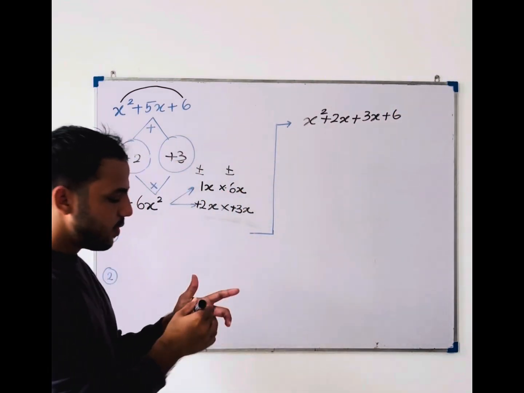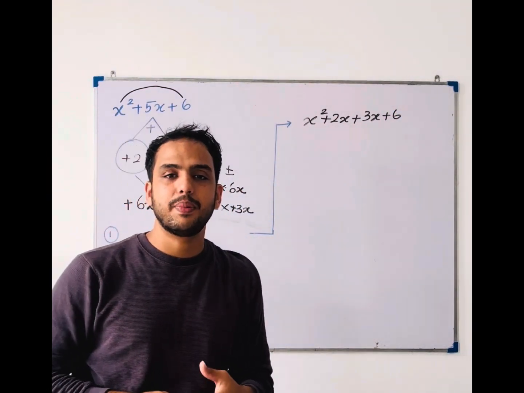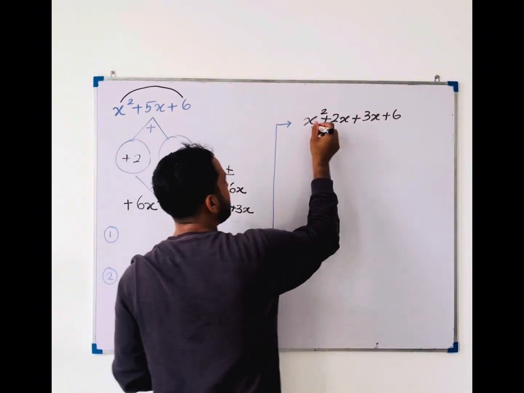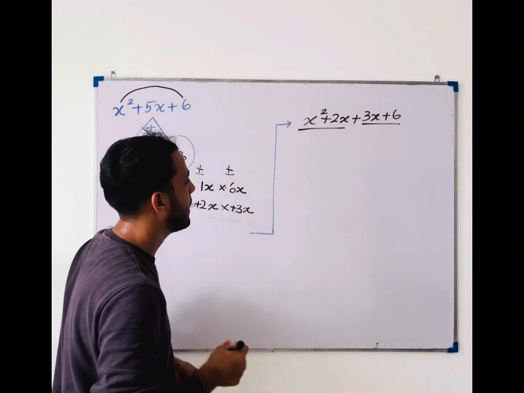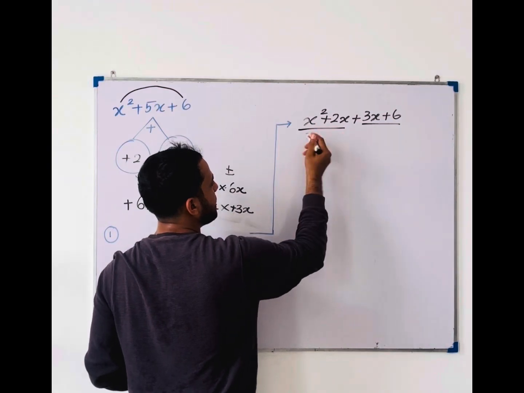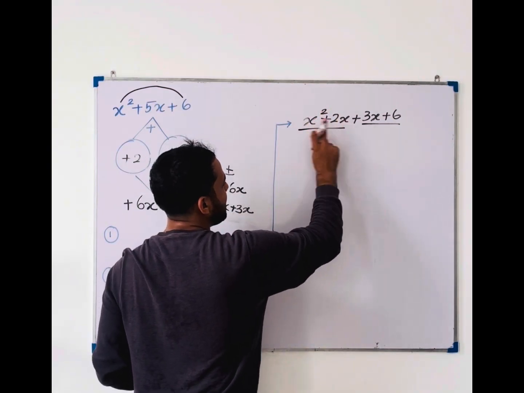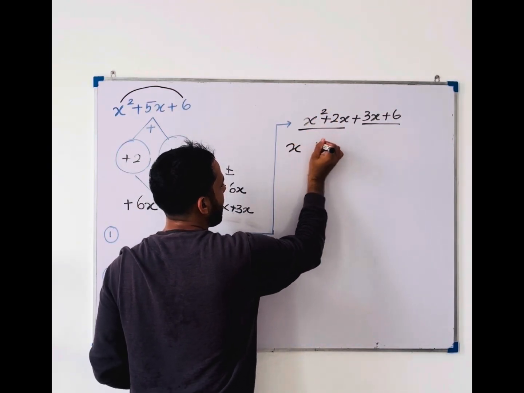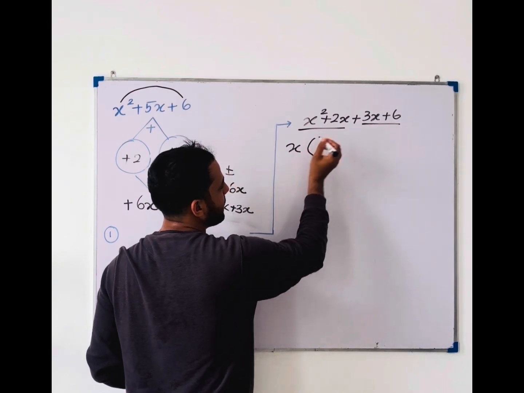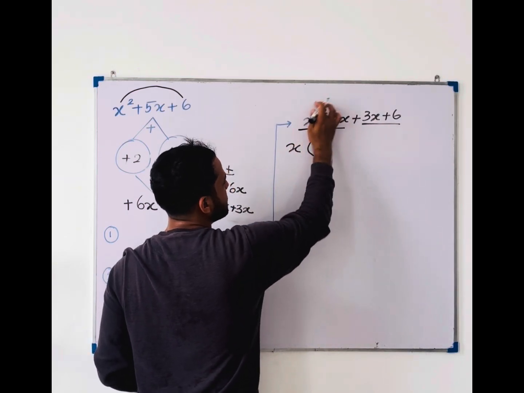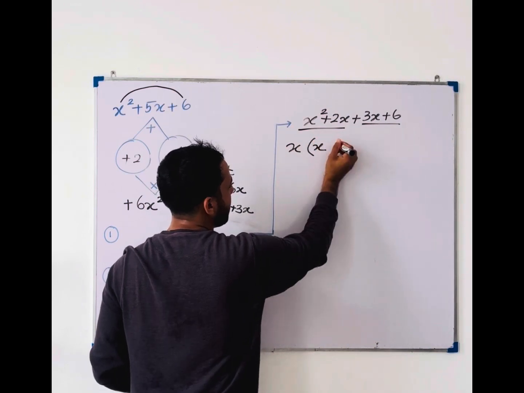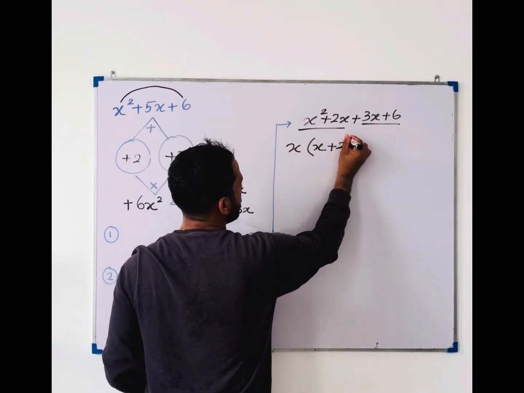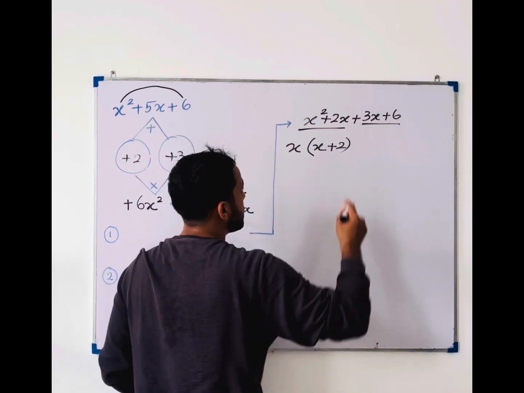Now from here it's pretty simple. You find the common factor between the first two terms and the last two terms. For the first two terms, you can clearly see x squared and x, x is common between them, and then you find the other factor. You open the bracket there. What do you multiply with x to get x squared? That is x. Plus x into 2 will get you 2x.